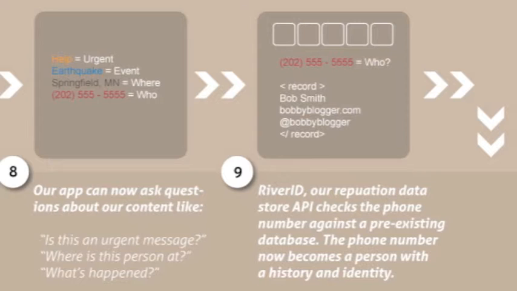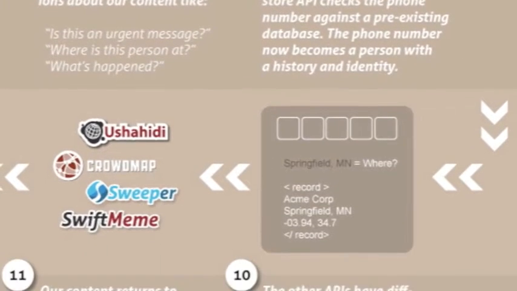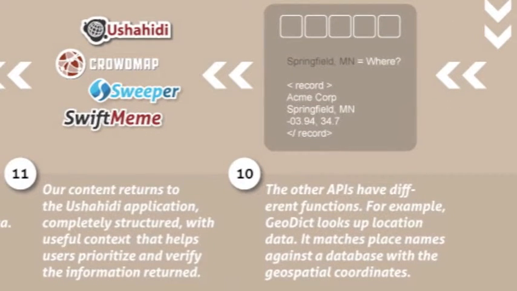RiverID, a reputation data store and API, takes the phone number and looks to see if it belongs to a registered identity. In this case, it does. The content producer's phone number is paired with his or her blog and other information and returned to the app. What was originally an unidentified phone number has now become a person with a history and identity. Now we can answer other questions like, has this person sent information to the system before? If so, then his or her actions can be flagged as trusted or untrusted based on previous behavior.